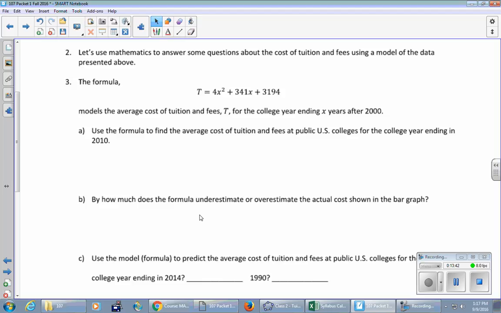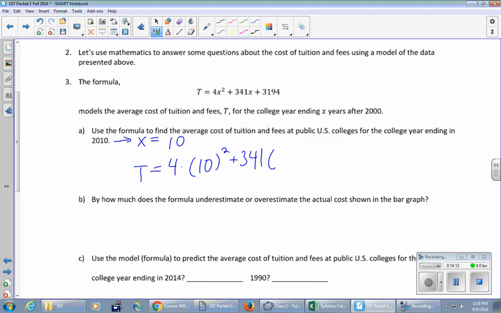Okay, part A. Use the formula, that's this T equals, to find the average cost of tuition and fees year ending 2010. So is this 2010 going to become a T or an x? That is an x. But remember, x is years since or after 2000. So how many years after 2000? 10. So all we're going to do is change x to 10. So we go T equals 4 times 10 squared plus 341 times 10 plus 3194.